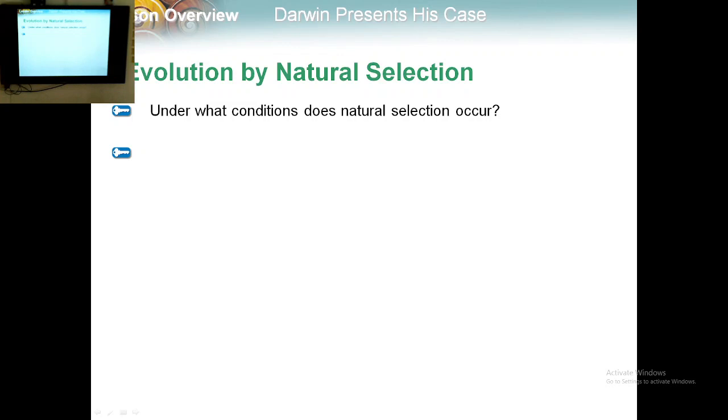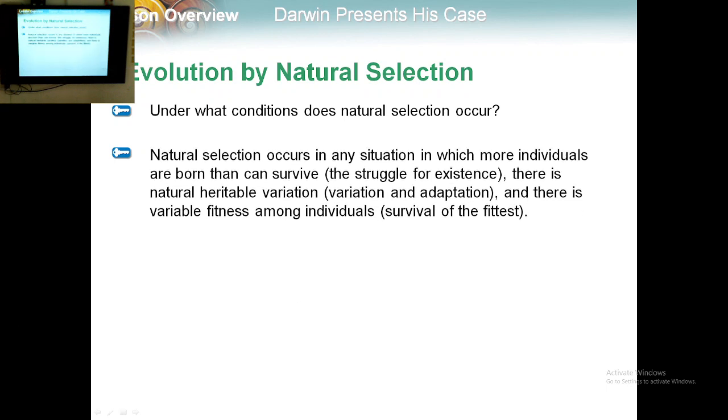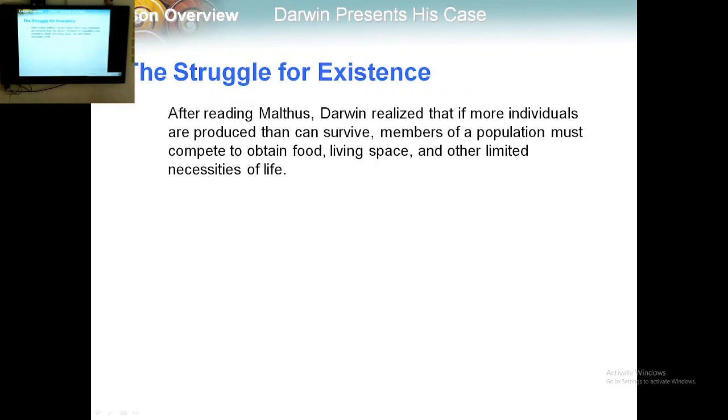Under what condition does natural selection occur? The answer is natural selection occurs in any situation in which more individuals are born than can survive, which is the struggle for existence. There is a natural heritable variation, which is the variation and adaptation, and there is variable fitness among individuals, which is the survival of the fittest. So the struggle for existence, variation and adaptation, survival of the fittest, are the ways that natural selection will affect evolution. Let's start with the struggle for existence.